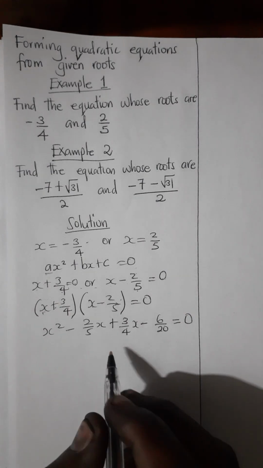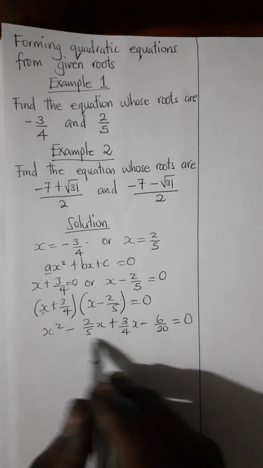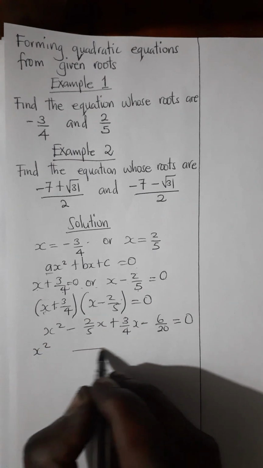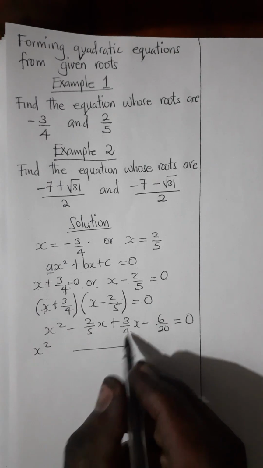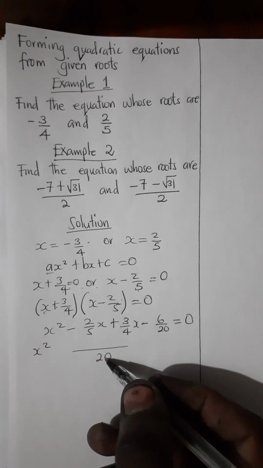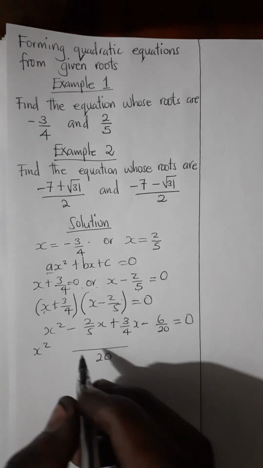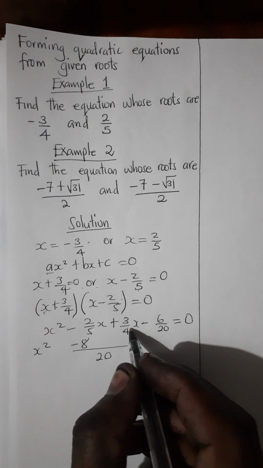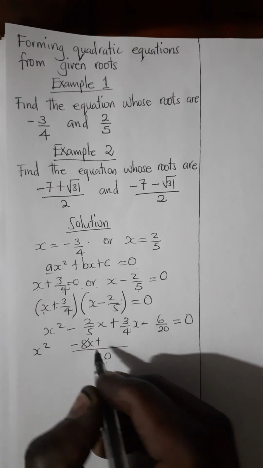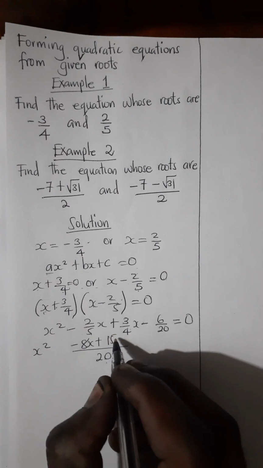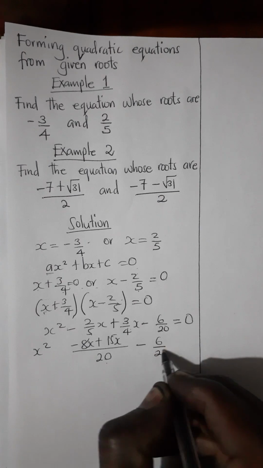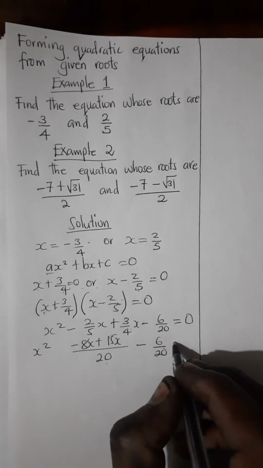Now after that, we have to simplify these like terms. We have x squared. The common denominator between these is 20. Now 5 into 20 is 4, and 4 times negative 2 is negative 8. 4 into 20 is 5, and 5 times 3 is positive. Sorry, here should be 8x and here should be 15x. And here is 6 over 20. We can simplify this one later on.